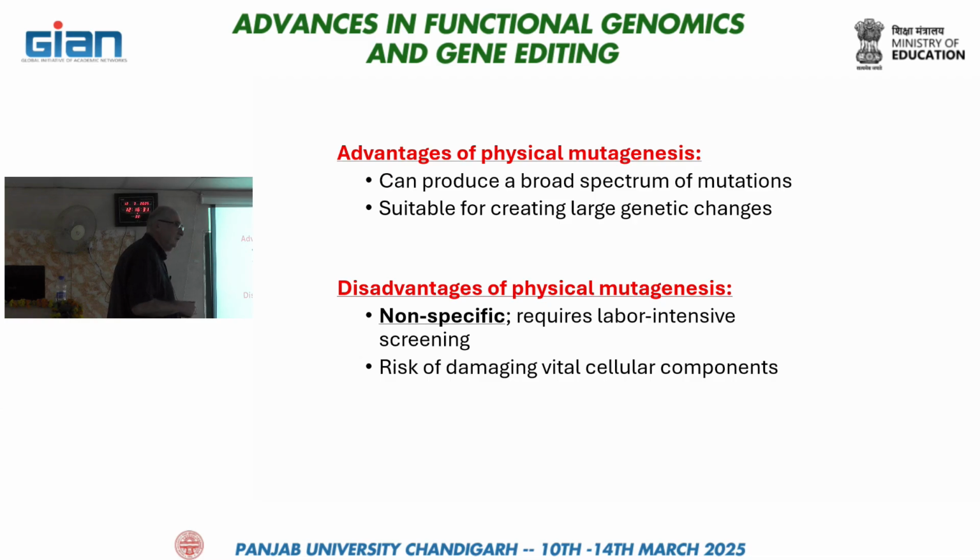Disadvantages: no specificity, as we said, and it requires labor-intensive screening. It means if you want to obtain a particular mutant, it's a lot of work, because you have random mutations everywhere in the genome, and then you have to select the mutation in one gene. It's very difficult. And there is a risk of damaging some cellular components, that's really important. It's kind of dangerous, you know, for the cell, for the organism.